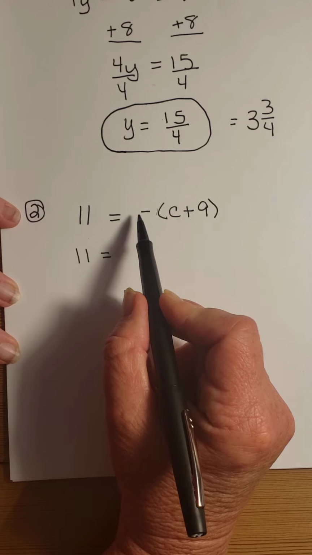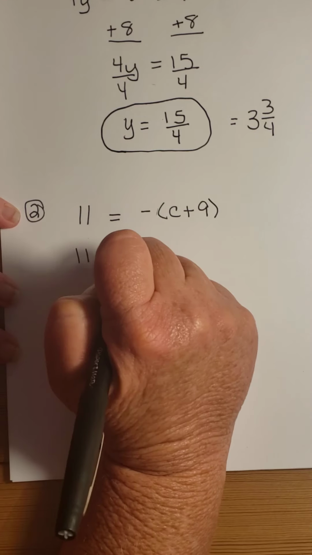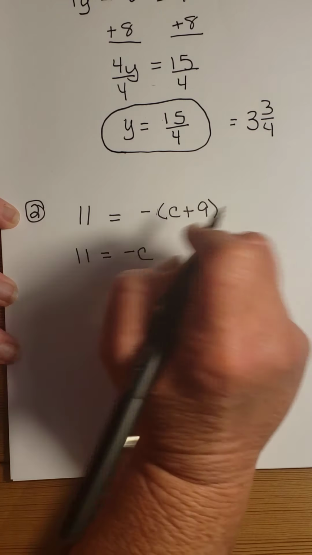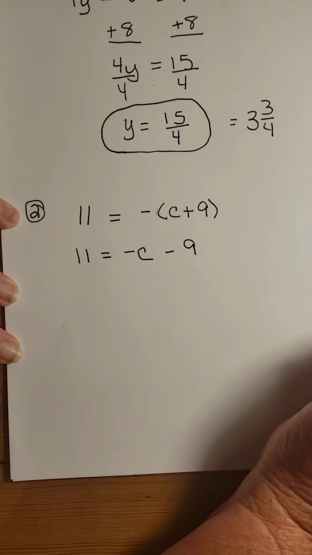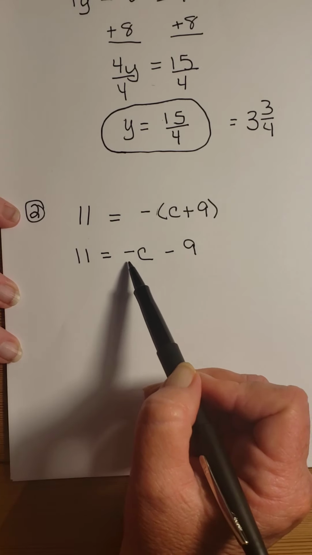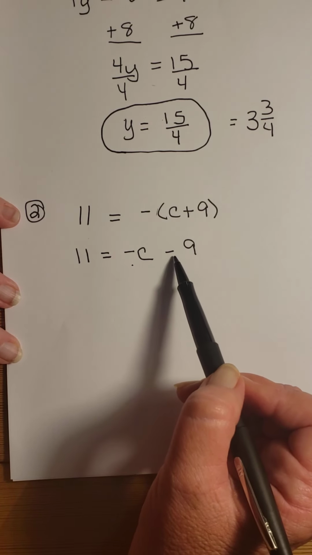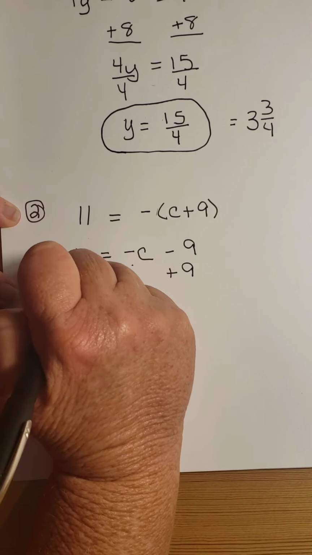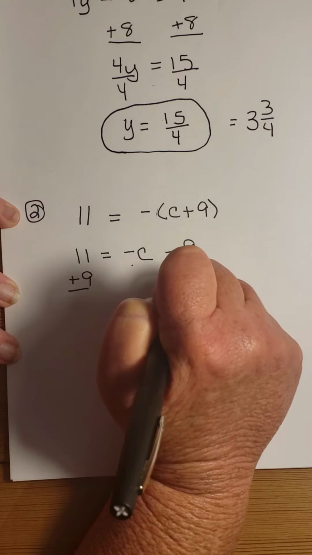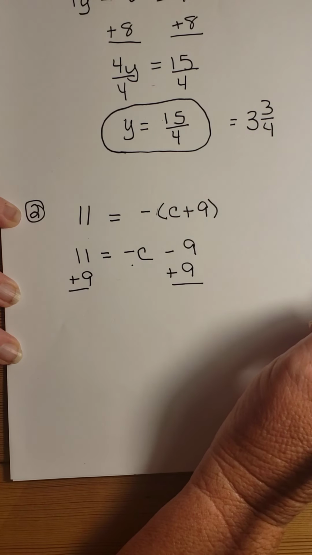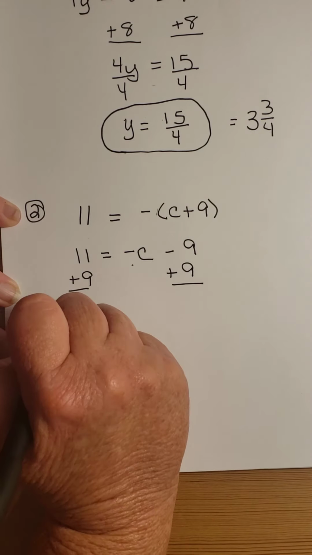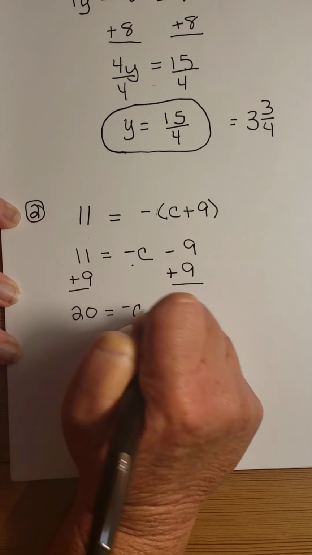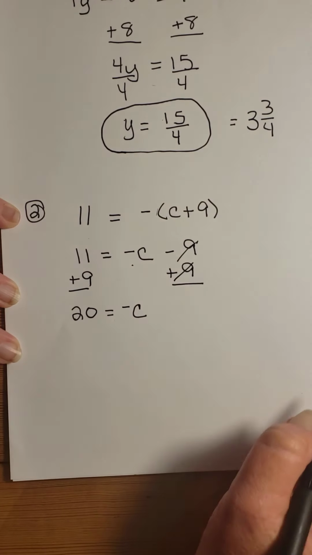So this would become negative 1 times c, which is negative c, and a negative 1 times 9 gives us negative 9. Now, in order to isolate this c, we want to move the 9. So since it's minus 9, we want to plus 9 to both sides. And 11 plus 9 gives us 20 equals negative c. And remember, the negative and positive 9 here will cancel.